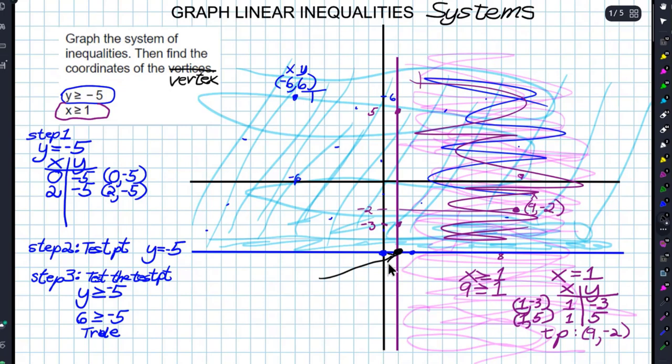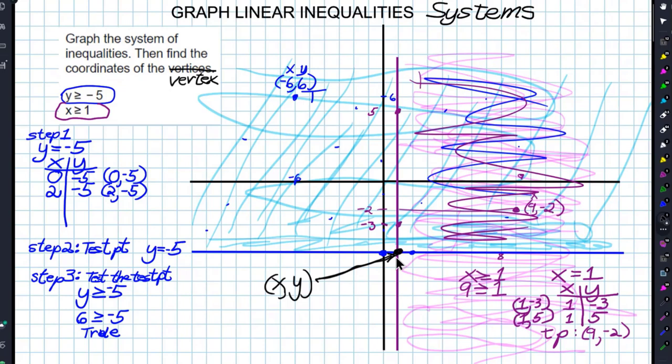Where the blue and the magenta line cross, X, Y. And notice it's just the lines we care about, not the shading. If you had more than two lines, you would care about the shading, but not for two lines. So what you care about is where the lines cross.